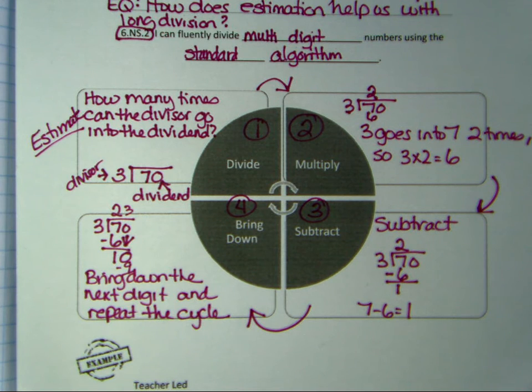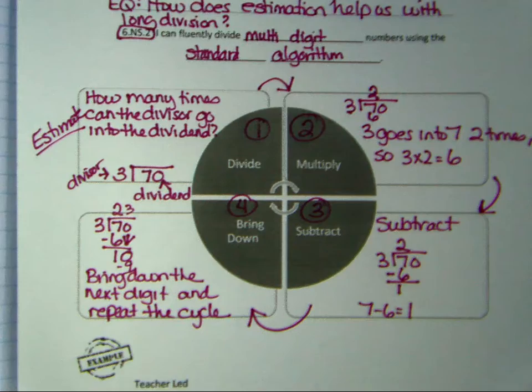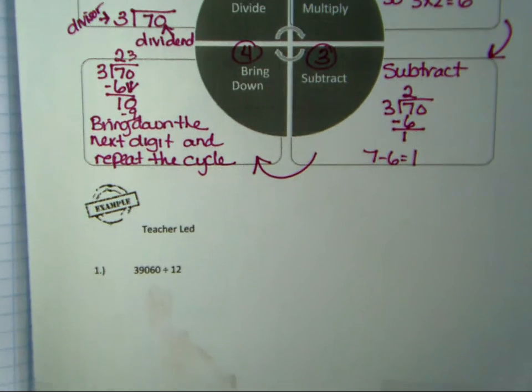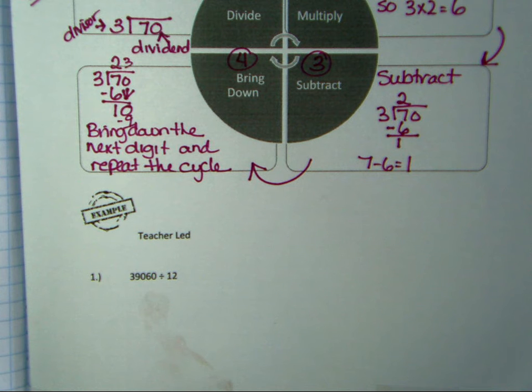So let's do a practice problem. Let's slide down our paper, and we're going to set up this practice problem: 39,060 divided by 12. Can anyone tell me what is the divisor in this problem? The divisor. Serena?